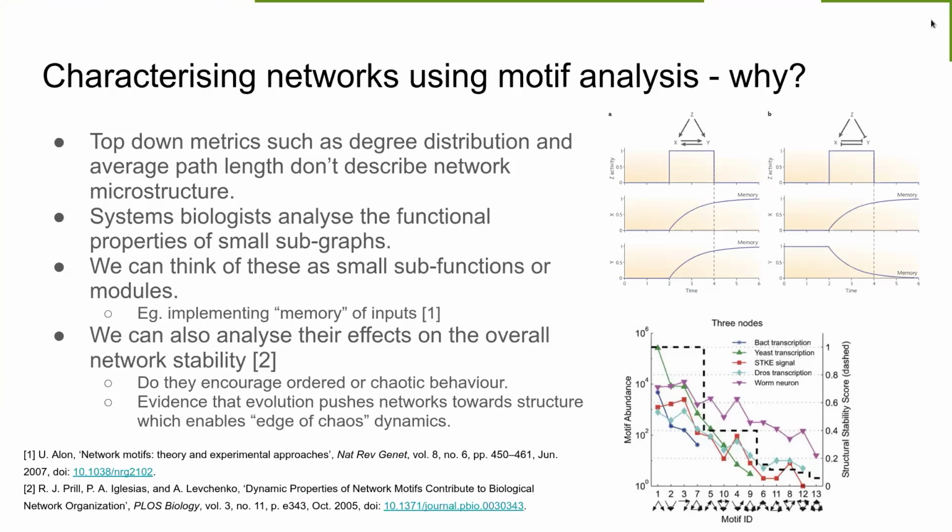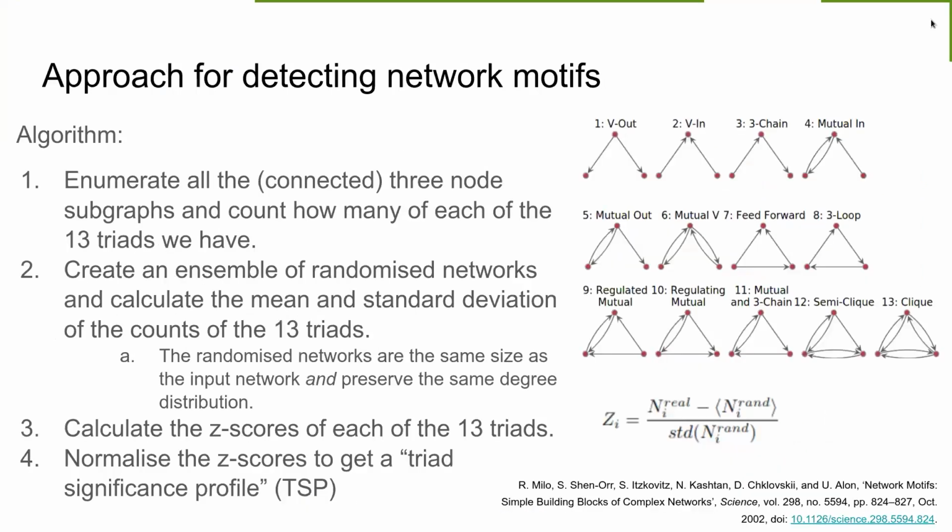And then in terms of thinking of networks as discrete dynamical systems, the distribution of these motifs can confer different stability on the overall network. So some might tend to encourage static or oscillatory behavior, and others might tend to encourage more chaotic behavior. And there seems to be evidence that evolution may push the distribution of motifs towards a distribution which encourages edge of chaos type behavior.